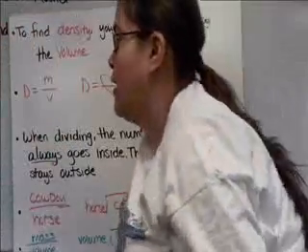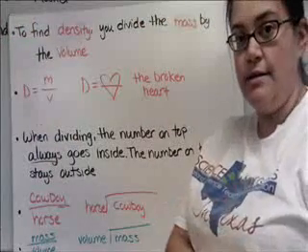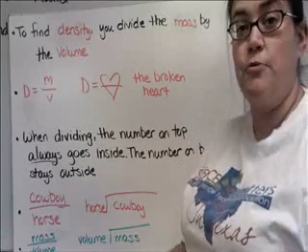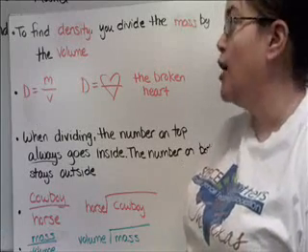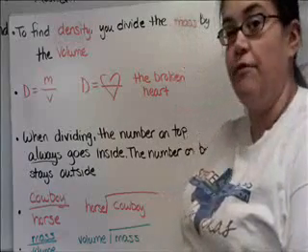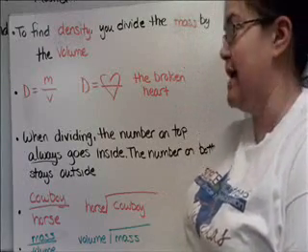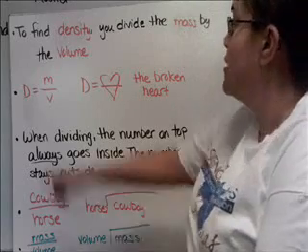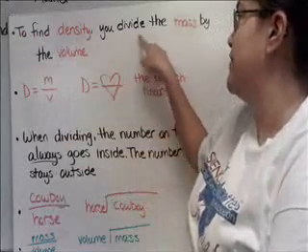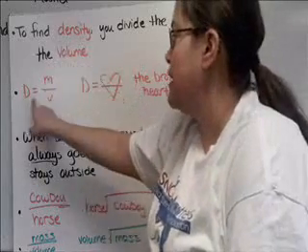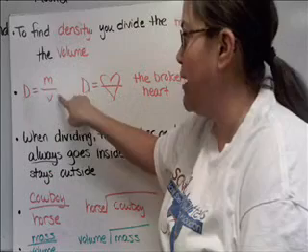Okay. So once you have your mass that you found on your triple beam balance and your volume, which you measured with a ruler and then you multiplied, then you can find the density. I love density. I think it's one of my favorite calculations in science because there are a lot of tricks to help you remember how to do it. So to find density, you divide your mass by the volume. So density equals mass divided by volume.